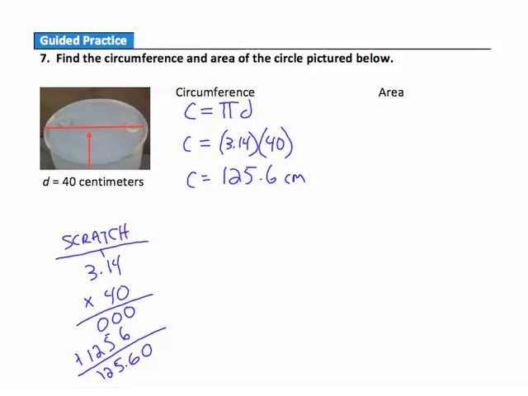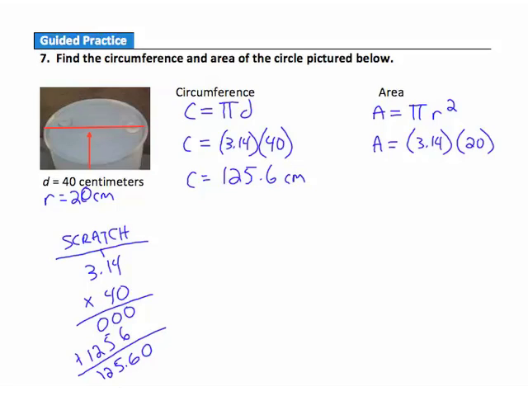Okay, now let's take a look at the area of this circle. So we start with the formula, area equals pi times radius squared. Now we'll plug in the information. Pi is 3.14. The radius of my circle, well, the diameter was 40, so all the way across is 40. Halfway across then is going to be 20 centimeters. So I'll put 20 up here.